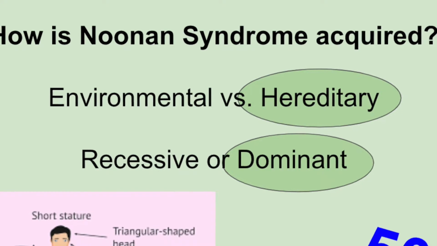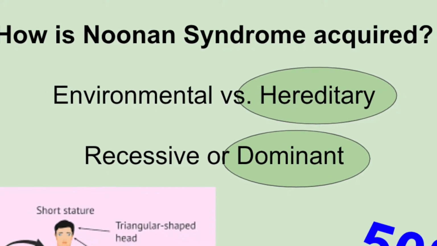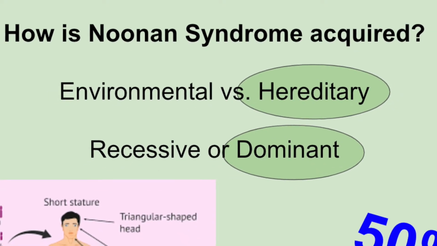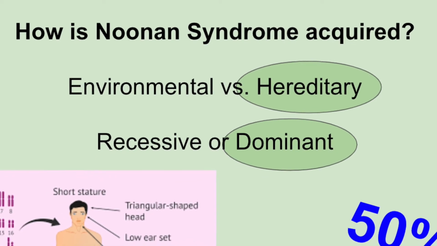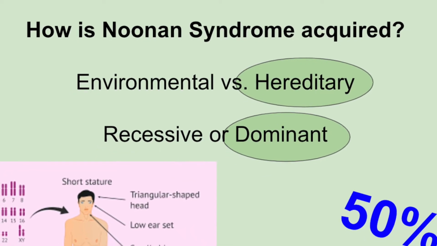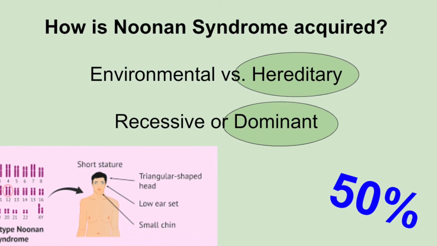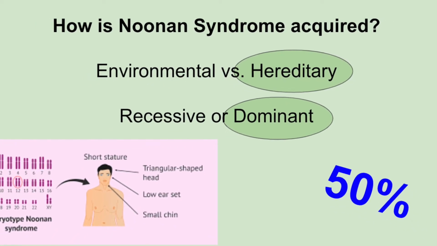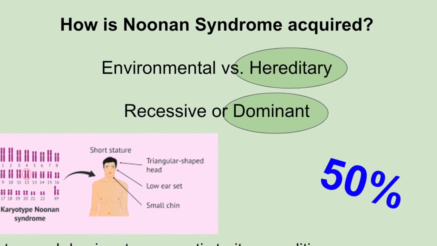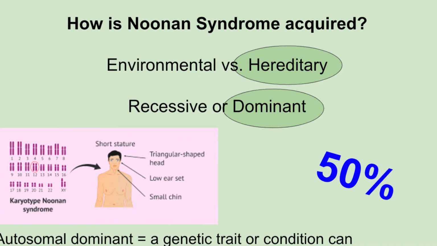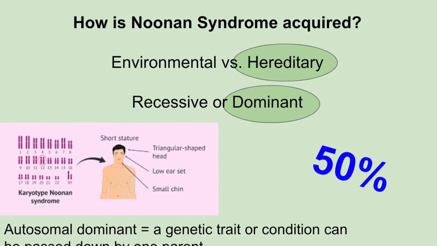Noonan syndrome is hereditary in an autosomal dominant pattern. So this means that only one parent has to carry a copy of one faulty gene in order to pass it on. That leaves the child with a 50% chance of being born with Noonan syndrome. So in the next slide, you'll see another representation on how that gene is passed on.